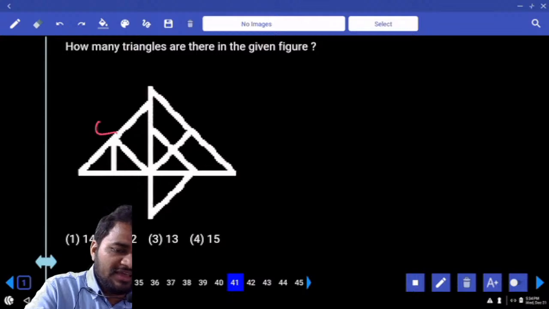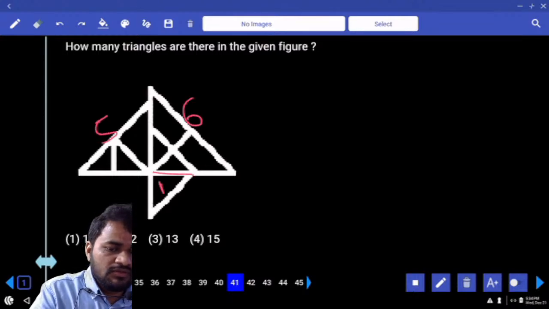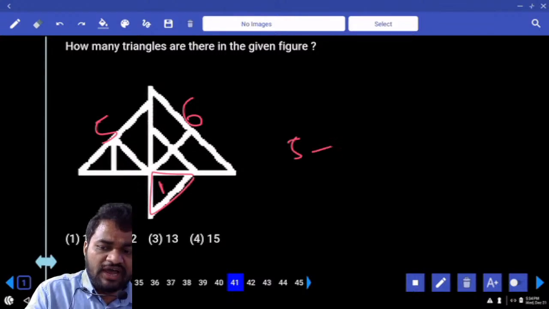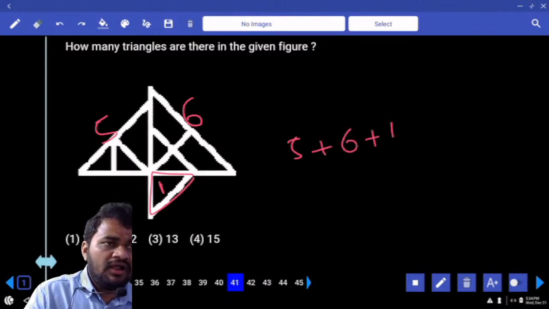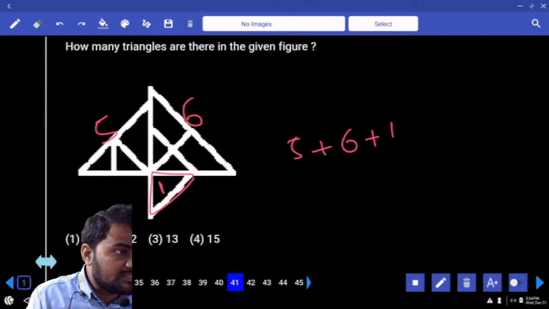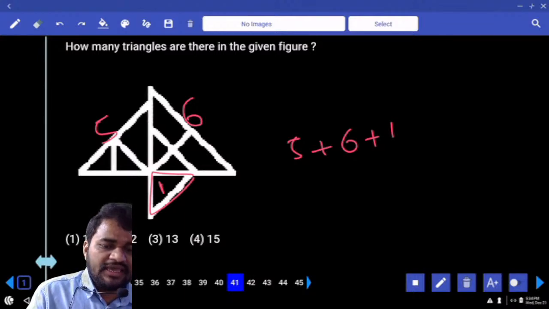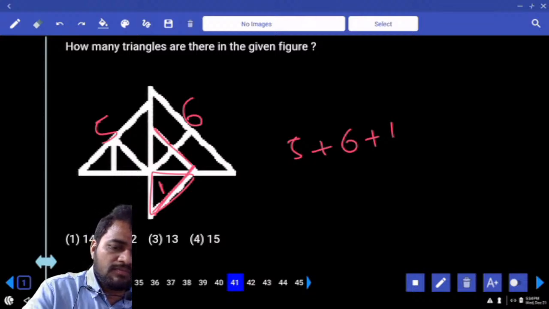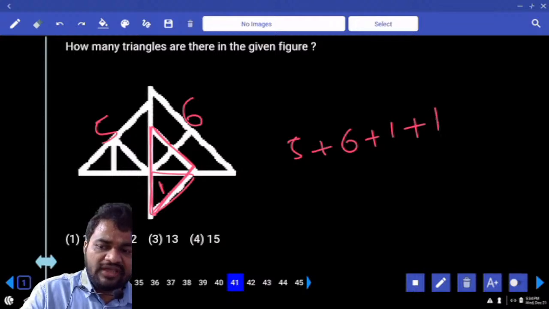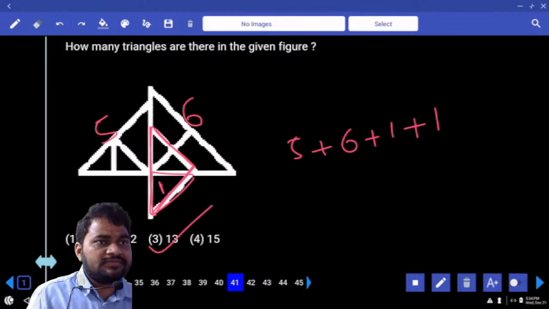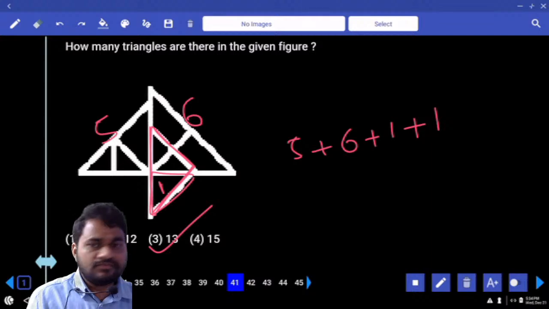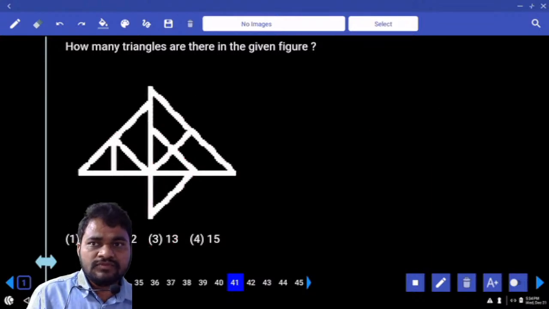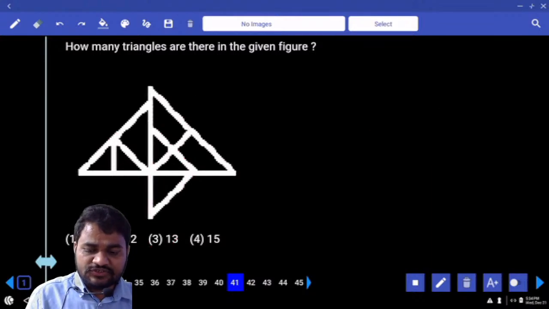If you do not look at it like that, these are 5, these are 6, this is 1, this is 1. So far 5 plus 6 plus 1, and there is one more triangle to be considered. That is exactly this, this is also a triangle, plus 1, together we have 13. 13. Next, 42.